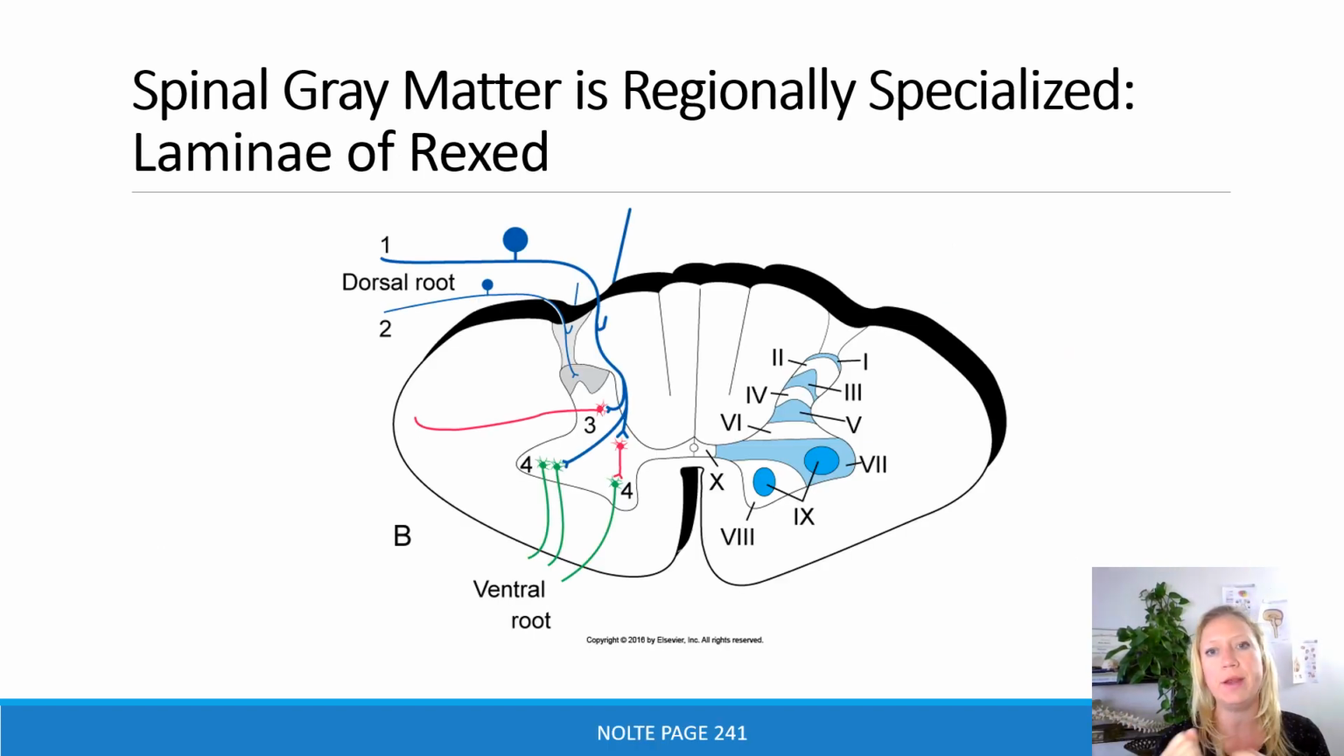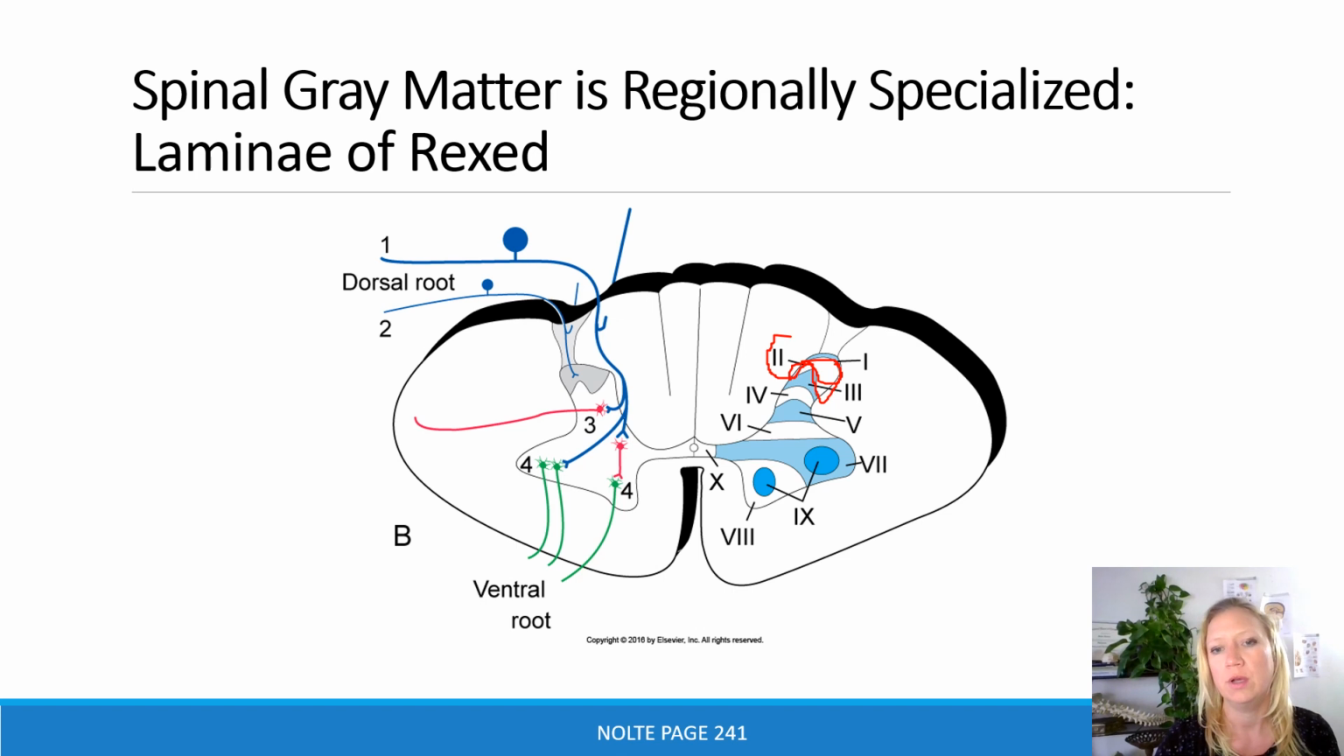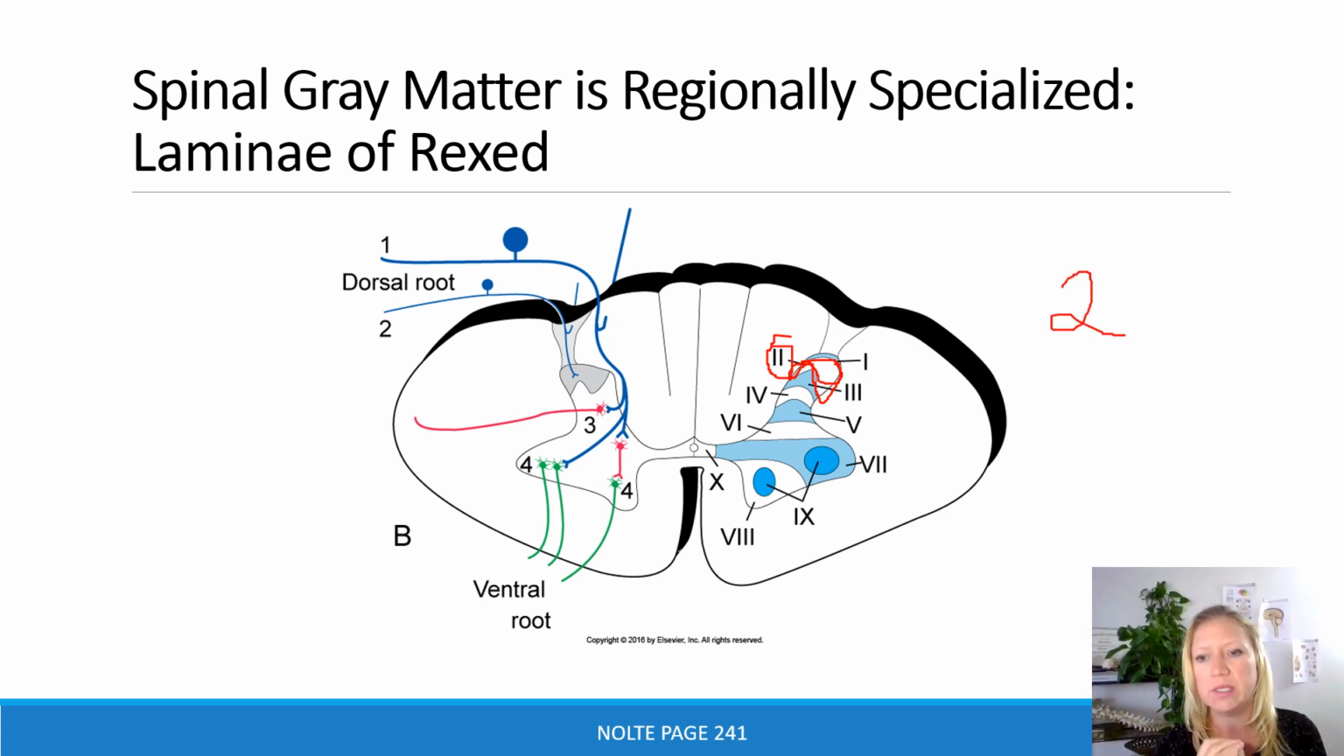All right, our Rexed lamina slide here. So gray matter regionally specialized with naming it Rexed lamina. So let's look here on the right-hand side here is where I want to focus in on. So we have Rexed number 1. This area here is 2. Rexed 2 is, we're going to look at all of these, but one that we really want to note, we call it substantia gelatinosa. This is going to be touch pain temperature. Don't worry about writing that down yet. I've got a table a little bit later.